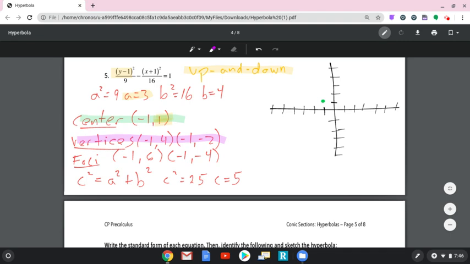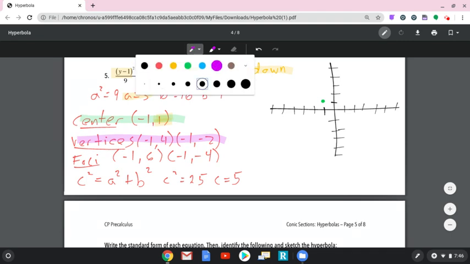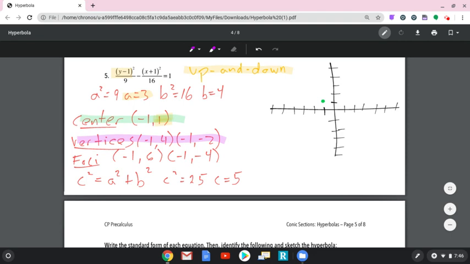Okay, so we have this. If I do those vertices in purple and I look at this, I have (-1, 4) and then I have (-1, -2). There's my vertices.